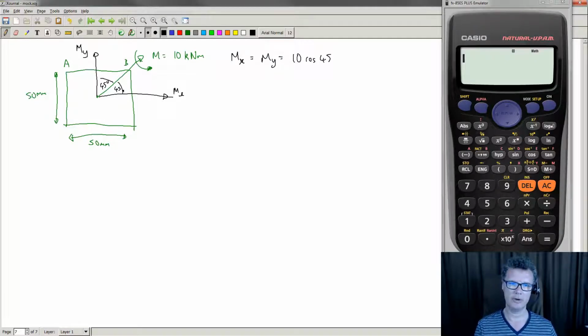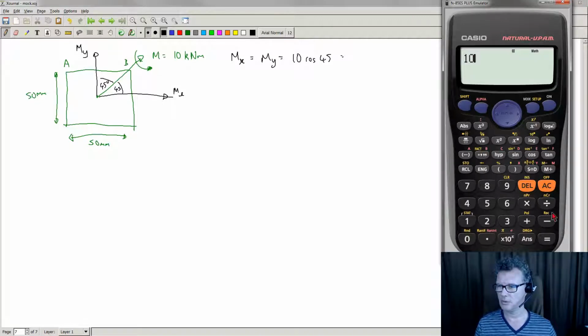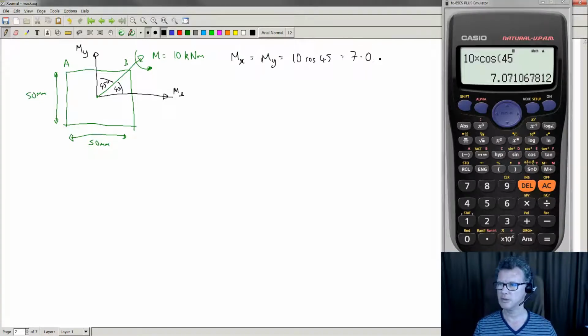So I'm swinging through 45 there, swinging through 45 there, it's like a force. And that equals 5 root 2. Oops. If we put that into our calculator, calculator will do the work for us. 7.071. We want 5 sig fig, 2, and another one. Okie dokie. So that's the M split up.